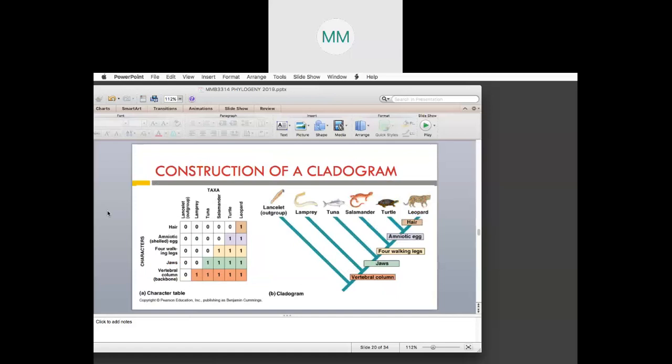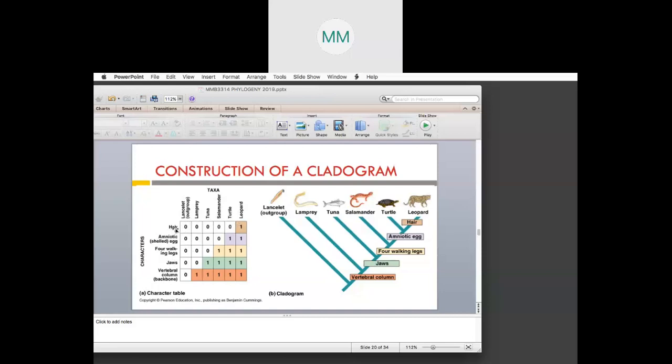Now, how one can construct a cladogram is based on a matrix like this. All right? So first, rather than just putting all the characters like this, you have to list all the characters that you have in mind. So if you don't look at the box first, you put it as, okay, hair, amniotic eggs, four walking legs, jaws, etc. And then put all the organisms that you have with you. And then when you're plotting this matrix, you have to code it based on whether it's present or absent.